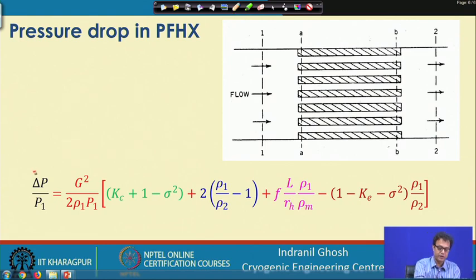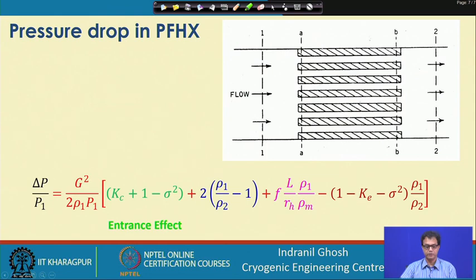So, here we have delta p divided by p 1. Here this is p 1, and on this side it is p 2. It consists of so many factors, and we will find them one by one. This is the entrance effect, where we have K c plus 1 minus sigma squared. We got two new terms here, K c and sigma. Sigma is the ratio between the free flow area and the frontal area, and K c is the coefficient which takes account of the sudden contraction.